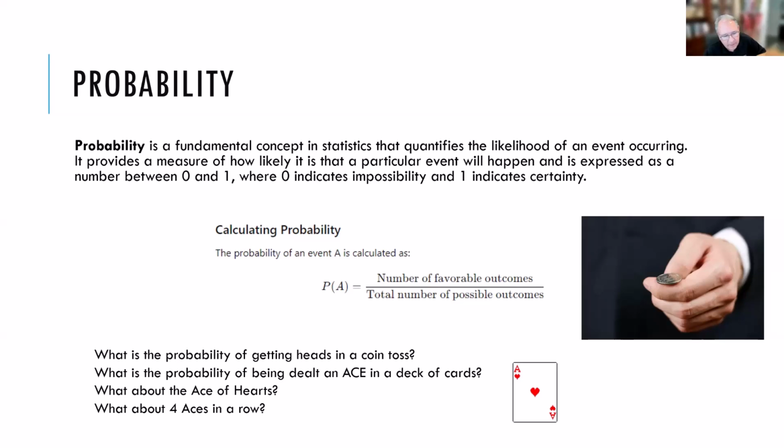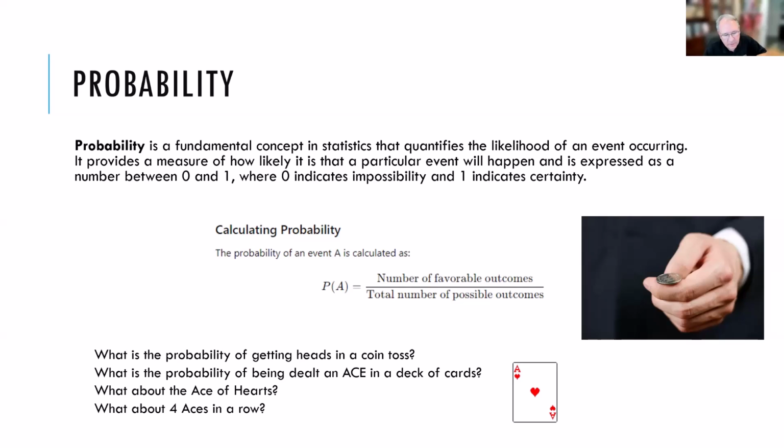All right, so what if you're playing cards? What is the probability of being dealt an ace in a deck of cards? So how many aces are there? There's 4. There's 4 aces in a total of 52. Now what is the chance of being dealt an ace of hearts? How many ace of hearts are there? There's only 1 ace of hearts, so it would be 1 in 52.